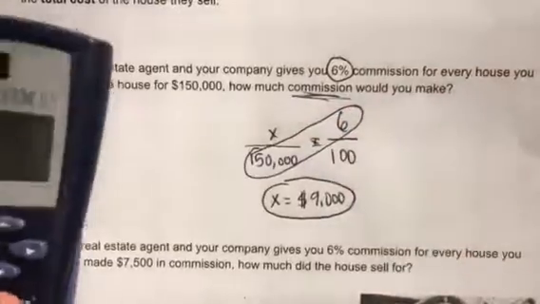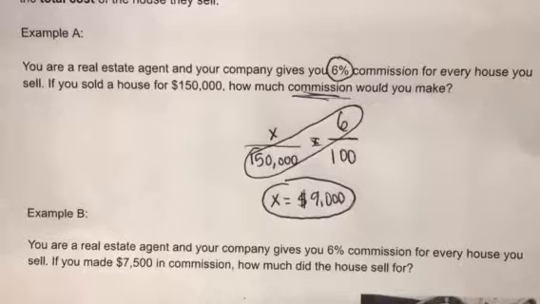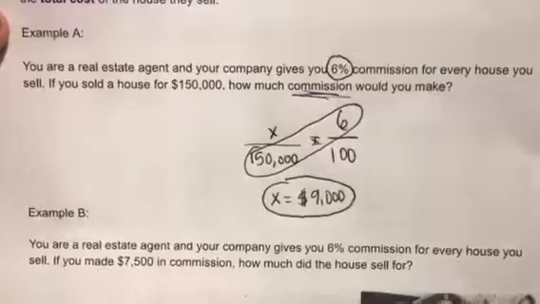So if you are a real estate agent and you made 6% commission, and you sold $150,000, you would make $9,000 off that one house you sold. I feel like I should have been a real estate agent.